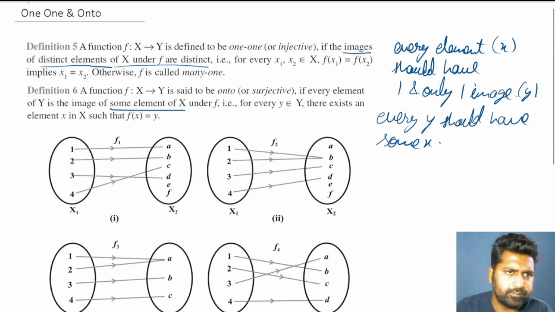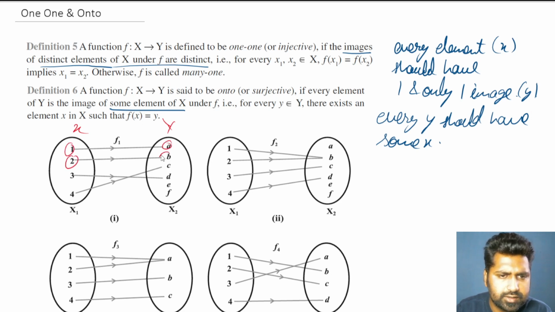The first one has one image. This is x, this is y, although you can consider this as x1, x2 also. Every element has one image, every element has one image, every element has one image. So yes, one-one.